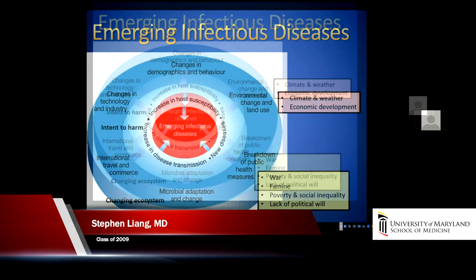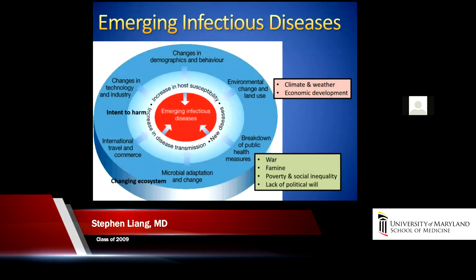So the things that contribute to the evolution of emerging infectious disease can include changes in demographics and behavior. And we've seen that with the whole rural to urban divide and the fact that populations are getting closer and closer. So you have populations from rural areas coming to urban areas and potentially bringing infections into urban centers. We have changes in the environment. We have the breakdown of public health measures. So war, famine, poverty, social inequality. Certainly we've seen that play out in terms of poverty and social inequality in the current pandemic, as well as a lack of political will.